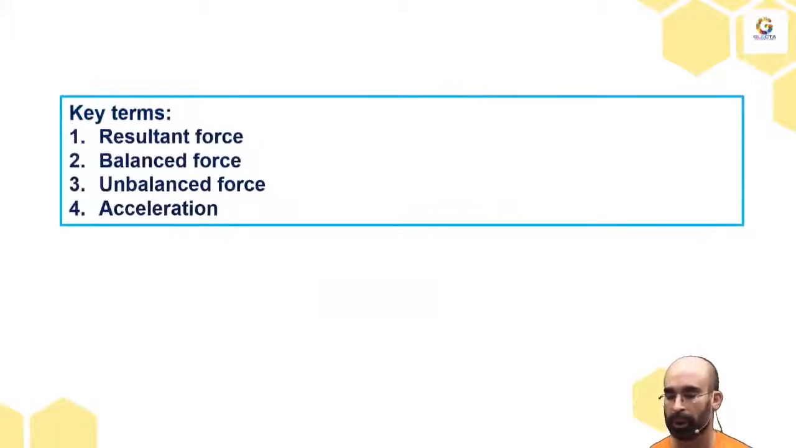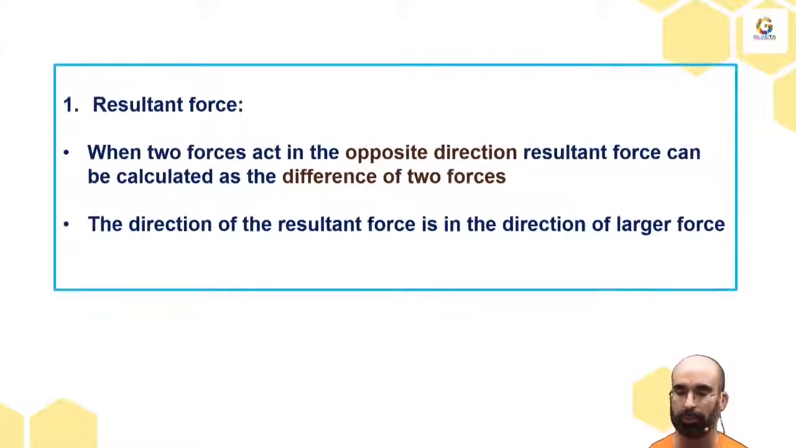Speed or direction includes acceleration. So let us quickly understand key terms involved in this topic. First is a resultant force, another is balanced force. Next one is unbalanced force, another one is acceleration. So let us quickly understand one by one.